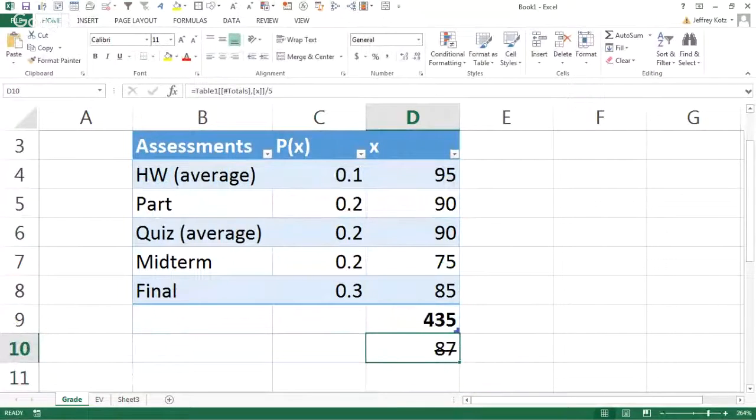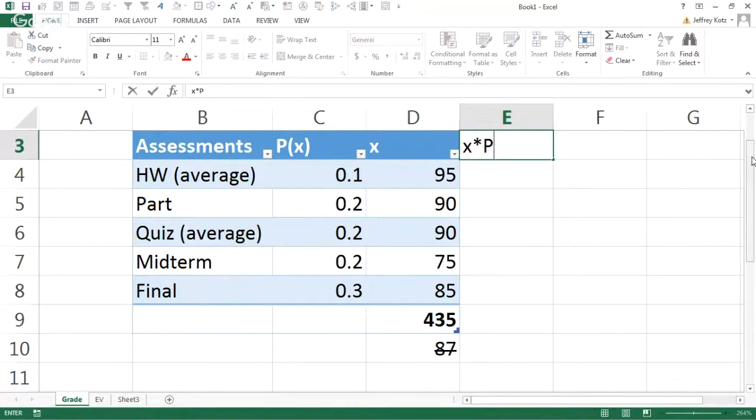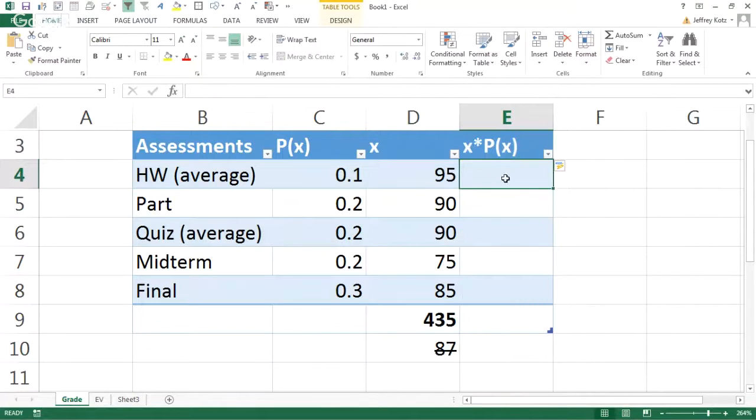This is not your average grade because your homework grades are worth less than your final exam grade. It's important that we take x times P of x. Again, if we're talking about a weighted average, it ends up being x times its weight. But either x times P of x or x times its weight is what you're after.